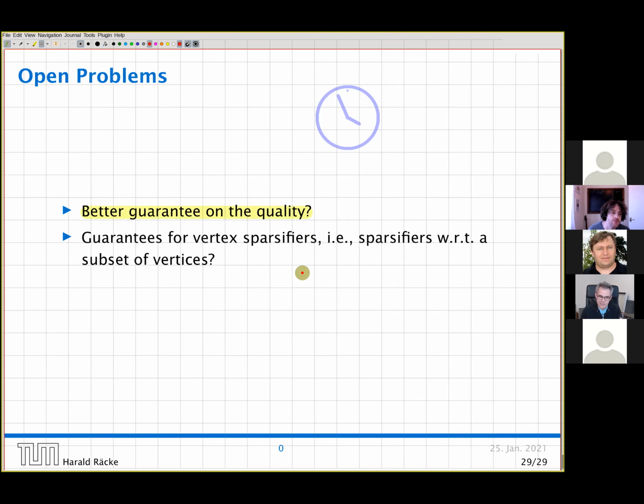Yeah, with every step, you get an exponential decrease. So you have to do something like this, where you ensure that the height of this whole decomposition is very shallow. And another open question would be, can you get guarantees for vertex sparsifiers? So where you do not want to have the guarantee for all vertices in the graph, but only for a subset of the vertices. But then the quality should only depend on the number of vertices in the subset.